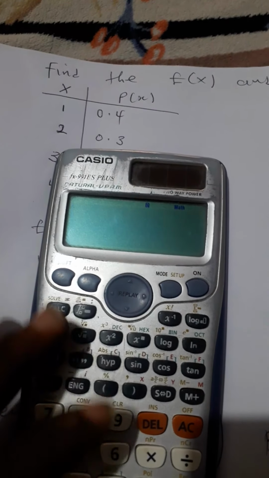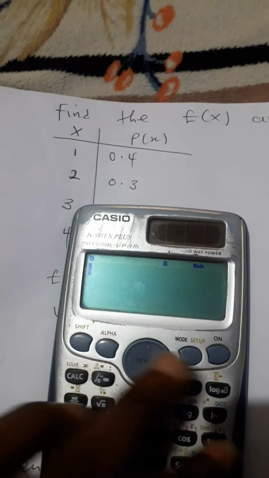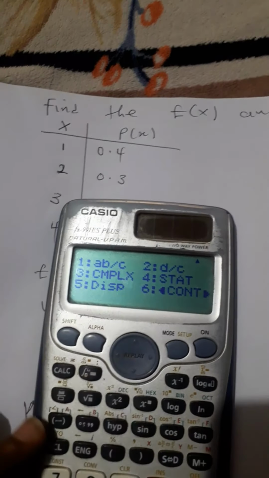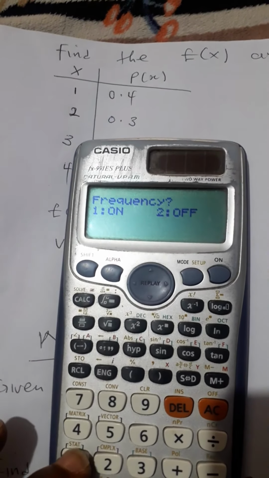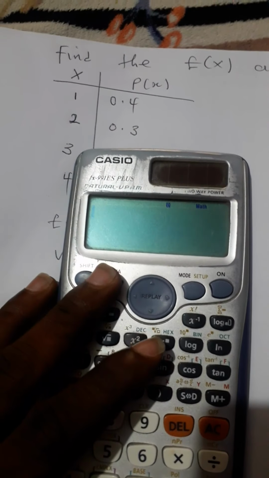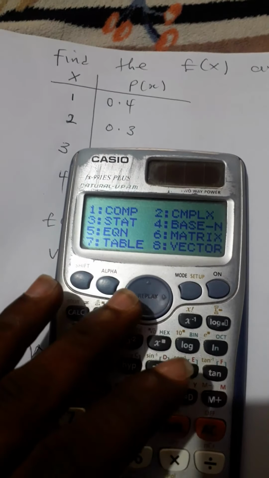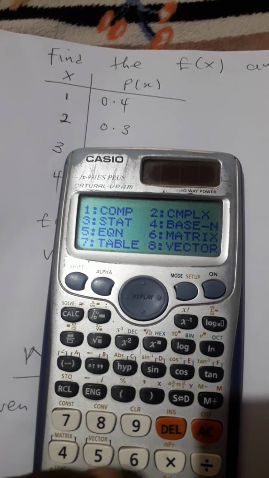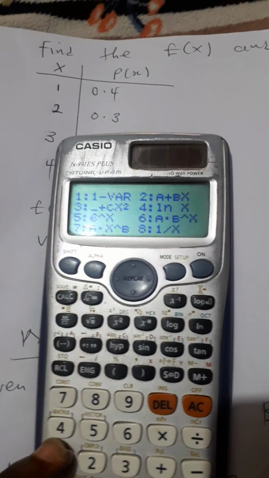Like we said, if you want to use frequency, go to shift plus mode, then you press down, then 4, then you press 1, which will turn on the frequency for you. So now I come and call for my statistics mode, and that will be 3 and one variable.